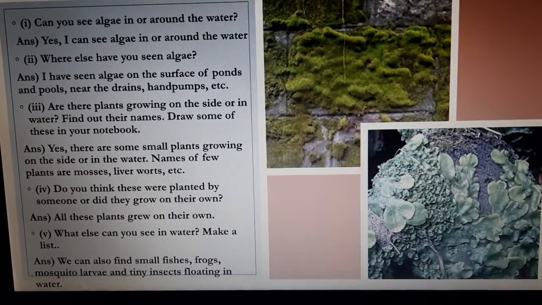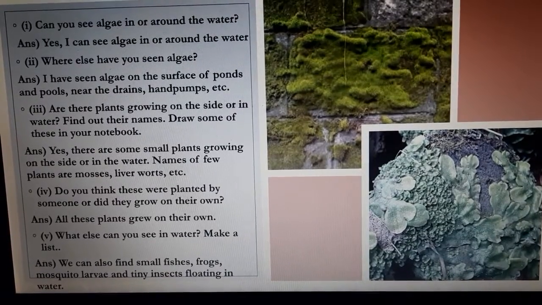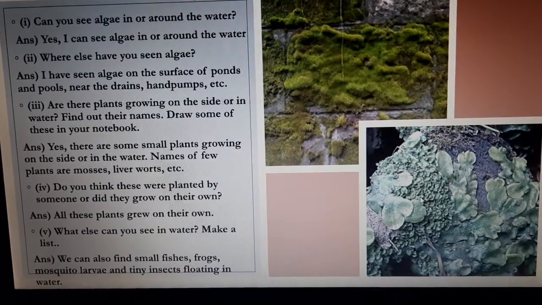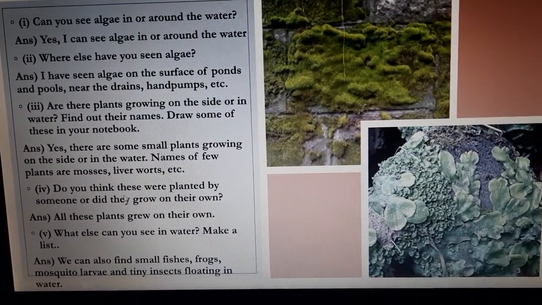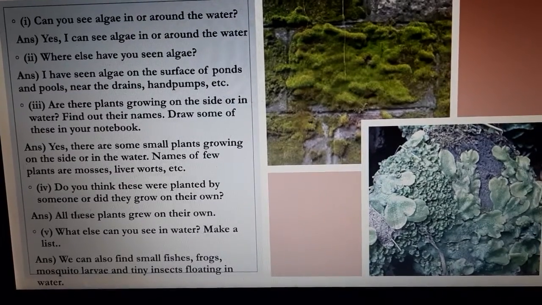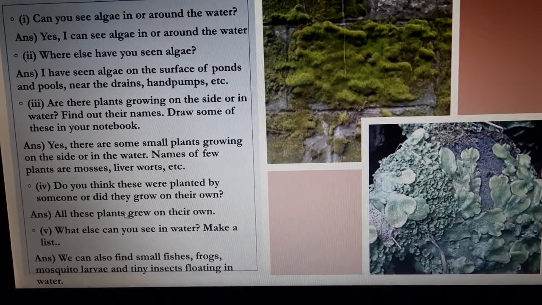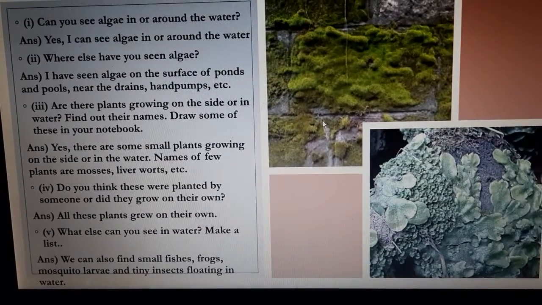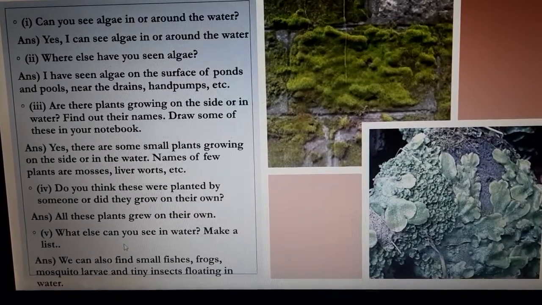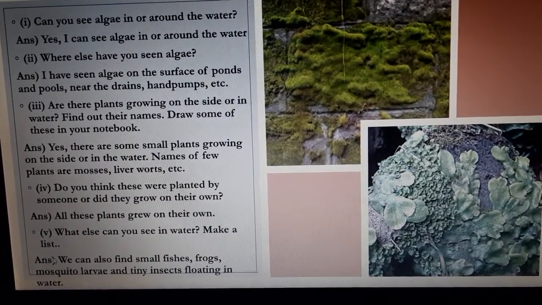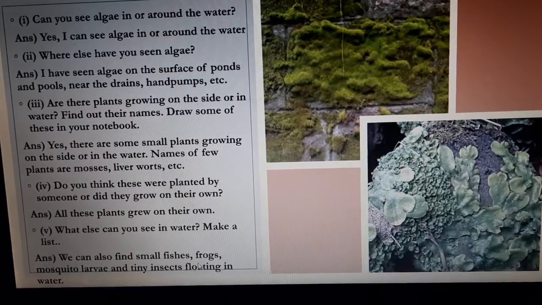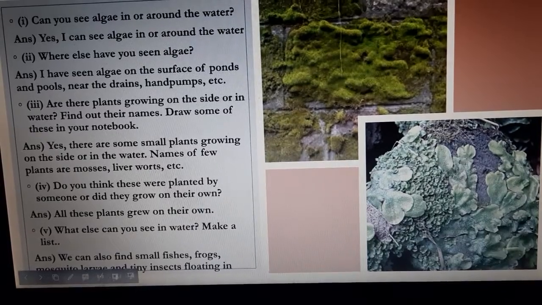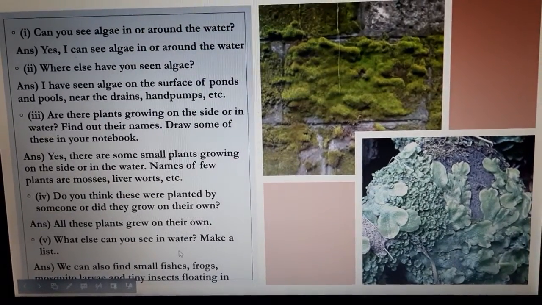So, this liverwort is growing on a stone. You can see this is a stone here, and because this was moist, the liverworts have grown on this. Do you think these were planted by someone, or did they grow on their own? All these plants grew on their own. What else can you see in water? Make a list. We can also find small fishes, frogs, mosquito larvae, and tiny insects floating in the water. So this is also a common sight.